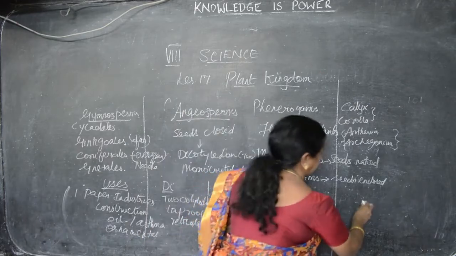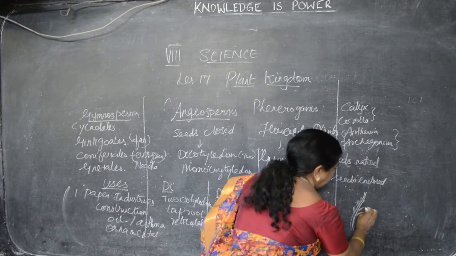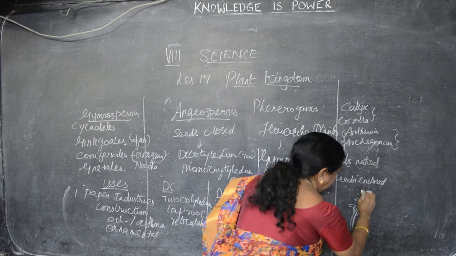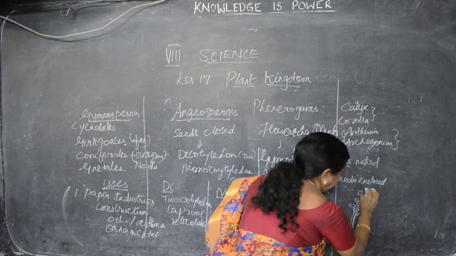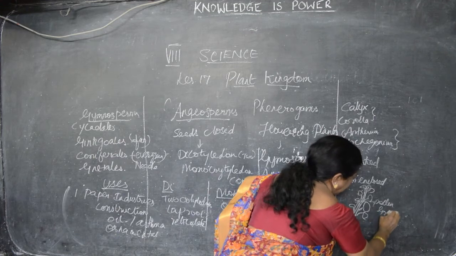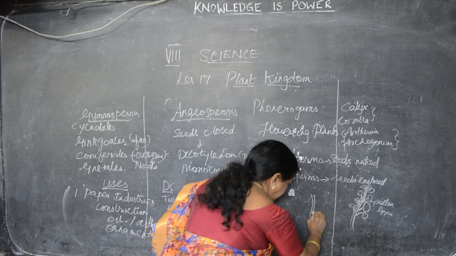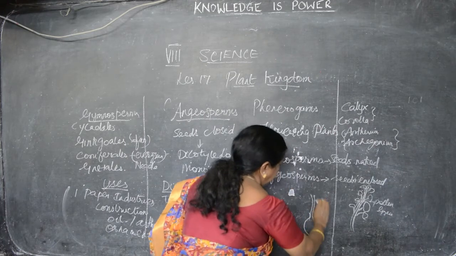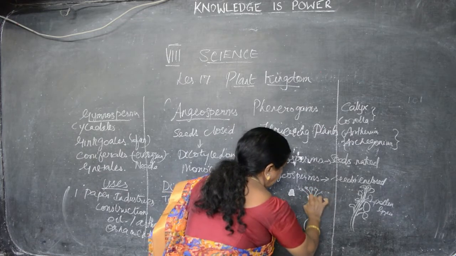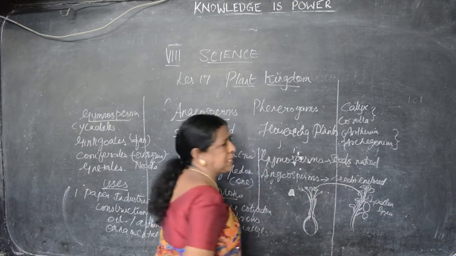This is pollen grain. Okay, yeah. This is what I said. This is pollen grain. This is pollen grains. Okay, yeah. This is the transfer of pollen grain, this is stigma. Okay, yeah. Transfer of pollen grain from anther to stigma is known as pollination.